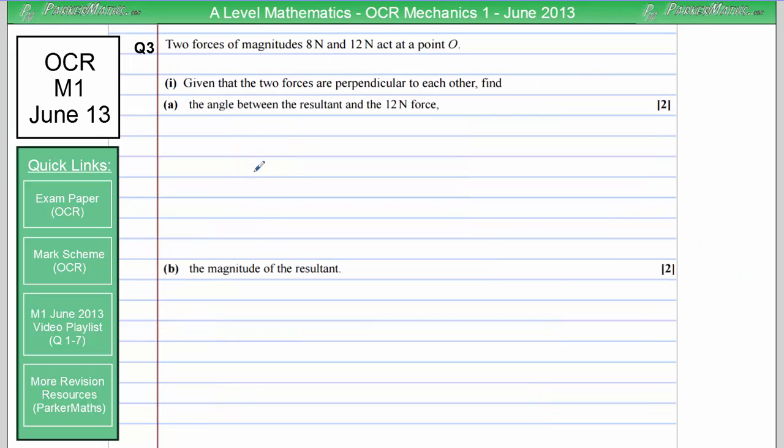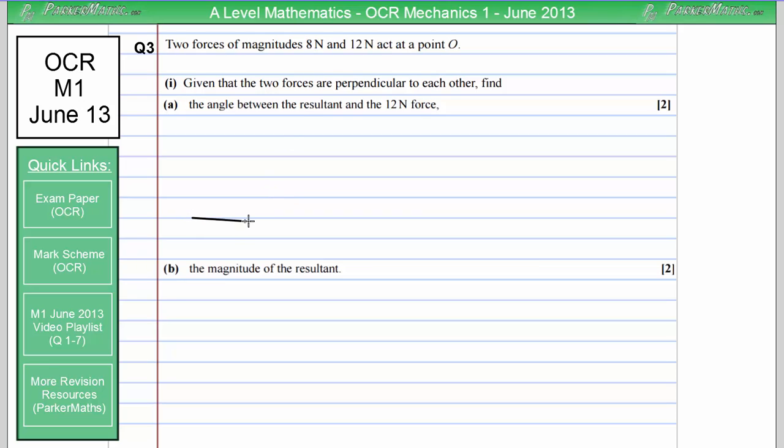Question 3. Two forces of magnitudes 8 newtons and 12 newtons act at a point O. In part 1 it says, given that the two forces are perpendicular to each other, find A, the angle between the resultant and the 12 newton force.